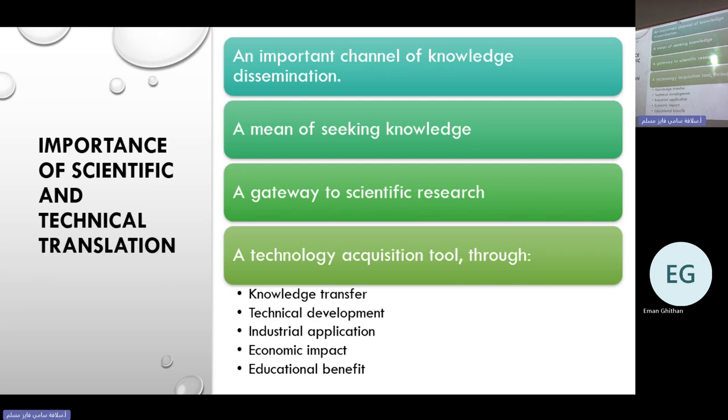What does technology acquisition tool mean? We gain this information through what? Knowledge transfer, technical development, industrial application. What does industrial application mean? Yes, we apply the knowledge we're researching. Okay, economic impact. What does it mean? In English? The effect on the economy, thank you. And educational benefit. Okay, why? Because we're doing research and research benefits education. All right?